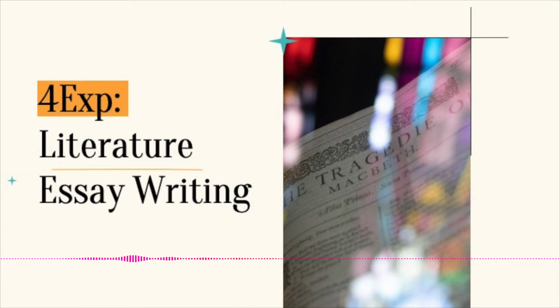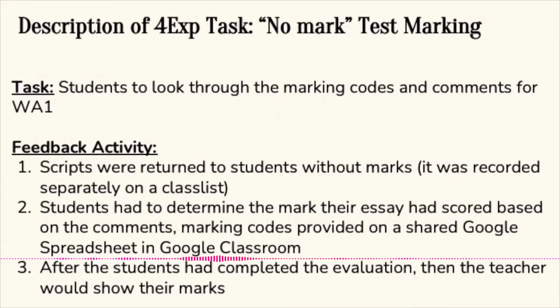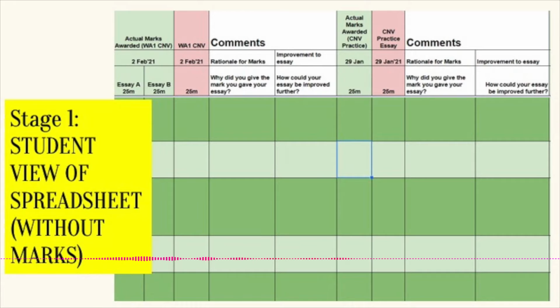For Sec 4, what we decided to apply was more a self-regulatory aspect. I would put no marks on their WA1s. It does seem to help. I returned the scripts to the students without the marks. I already recorded it on the class list. But the thing is, I want them to figure out how much they got based upon the comments and the marking codes provided. So I did it on a Google spreadsheet.